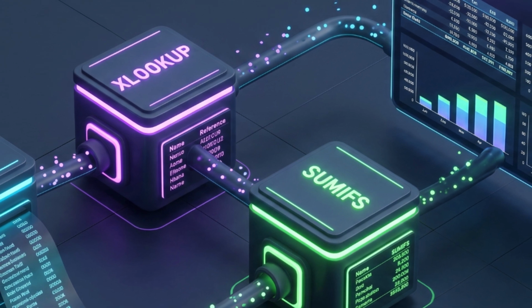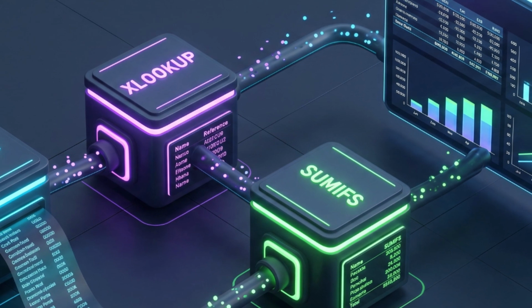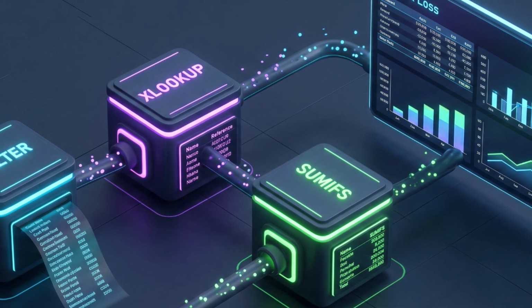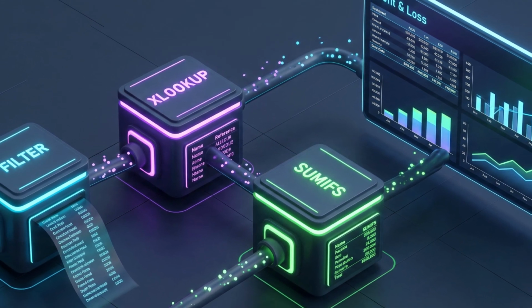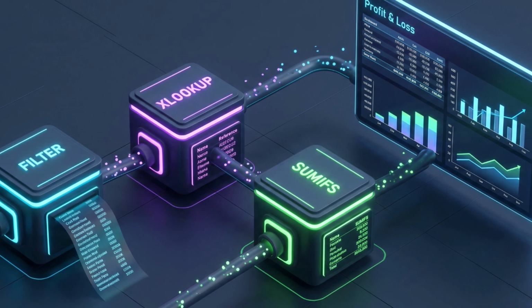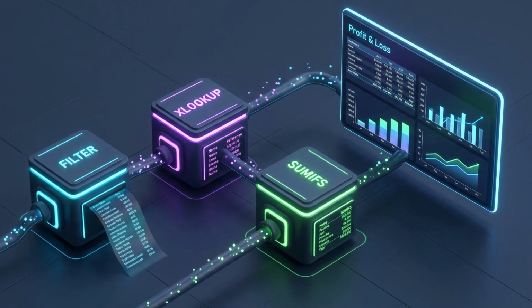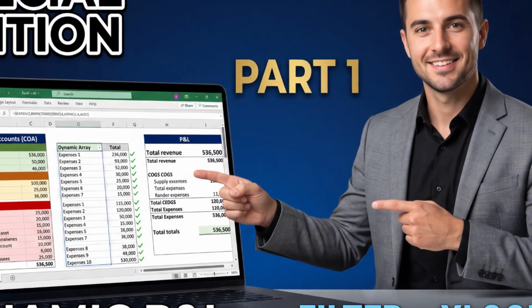The key takeaway is the combination of filter, XLOOKUP, and SUMIFS. Filter creates dynamic account lists. XLOOKUP maps clean names to full names. SUMIFS adds up amounts. Together they build a fully dynamic P&L.